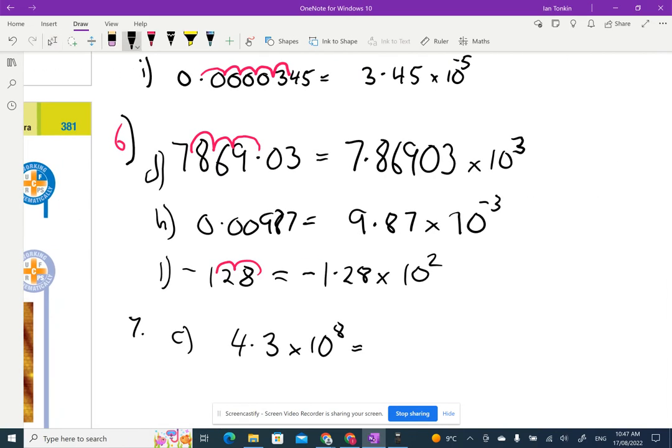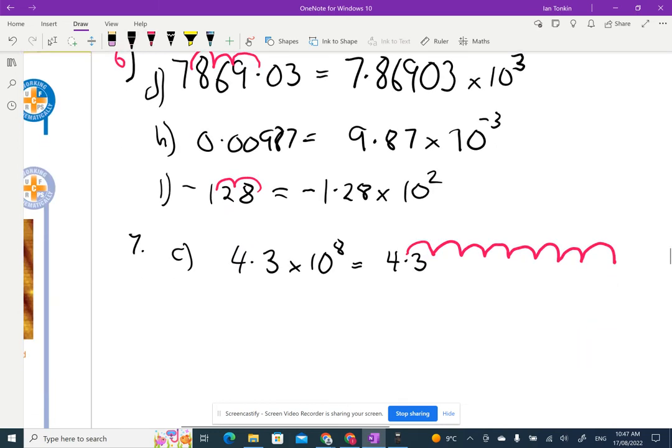So what I've got to do, I've now got to move the decimal point back. So I've got to go 8 spots. 1, 2, 3, 4, 5, 6, 7, 8. And where there's an empty space, I have to put zeros. So 4, 3, 1, 0, 2 zeros, 3 zeros, 4, 5, 6, 7.